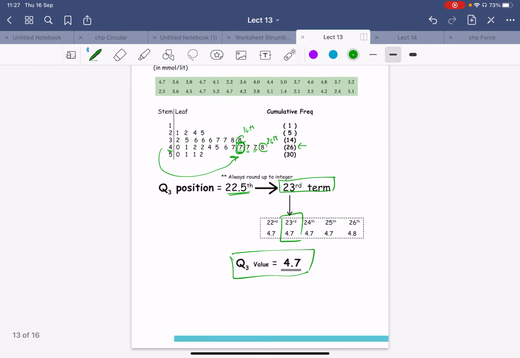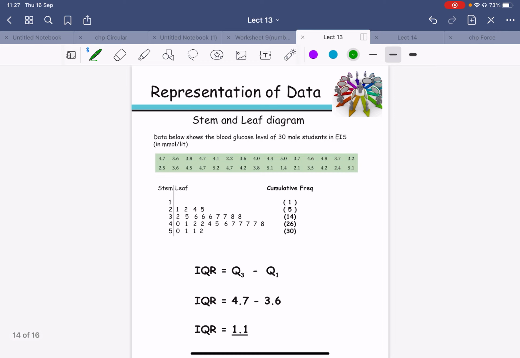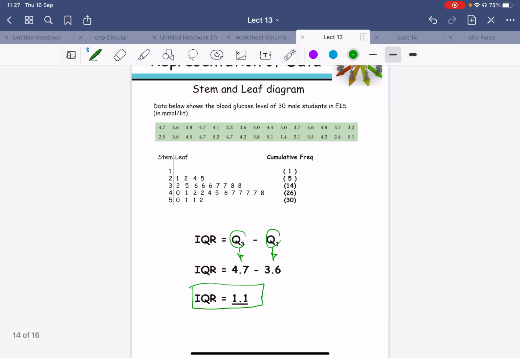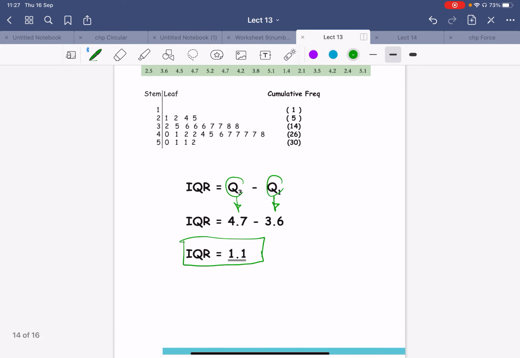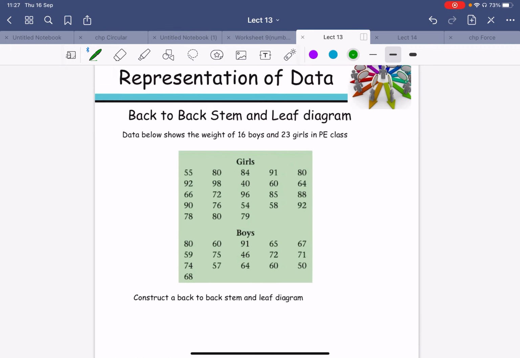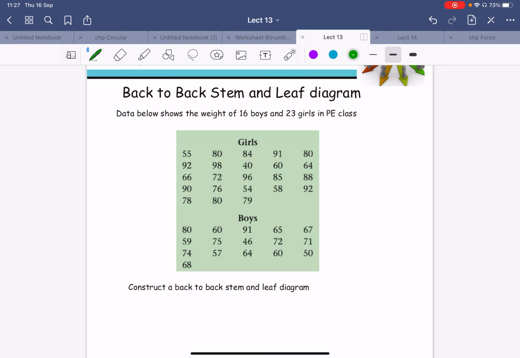Okay, so what do I do next? Find the IQR. So take Q3 minus Q1. Q3 is 4.7, Q1 is 3.6. Subtract them, and I got my IQR now. So this is my IQR value. Let's see next. Now, this is the fun part.